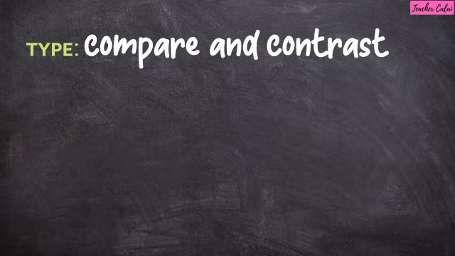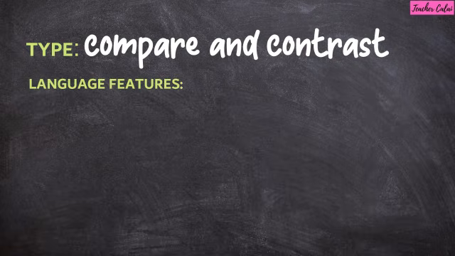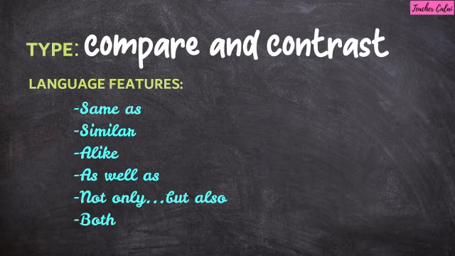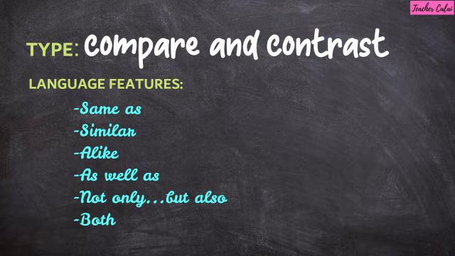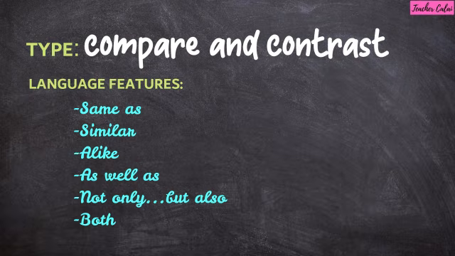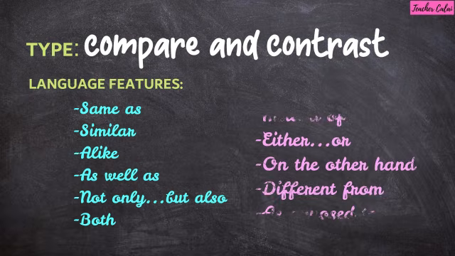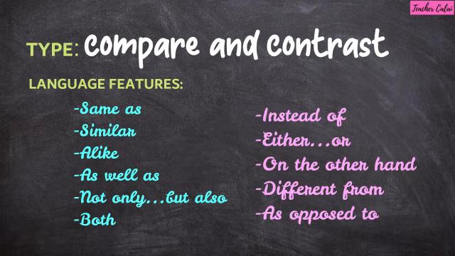Now let us see the signal words or the language features used for compare and contrast. And these are the following. We have same as, similar, alike, as well as, not only and but also, both, instead of, either or, on the other hand, different from, and as opposed to.